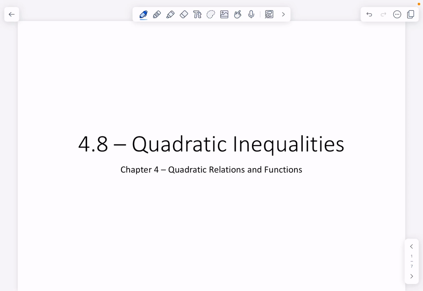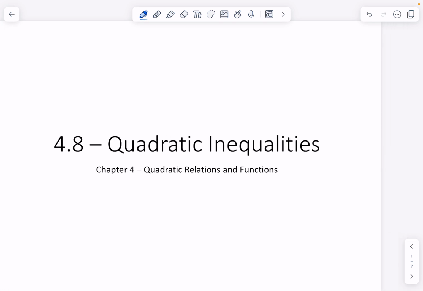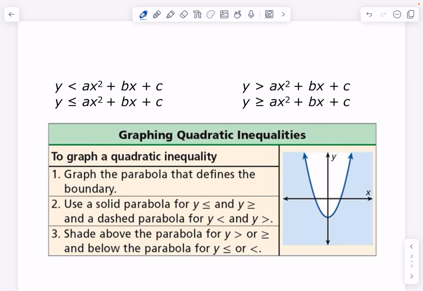Today we're going to talk about quadratic inequalities. And there's two types of quadratic inequalities that we're going to talk about. First, we're going to talk about when we graph a quadratic inequality. Graphing a quadratic inequality is just the same as when we're graphing a line. Just we graph the quadratic.